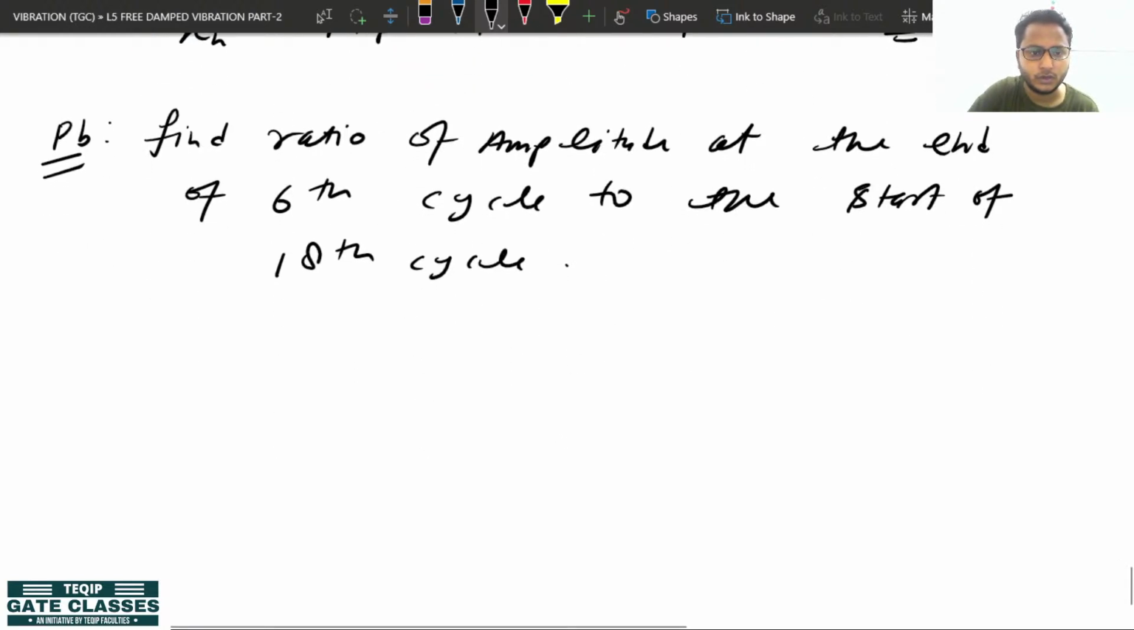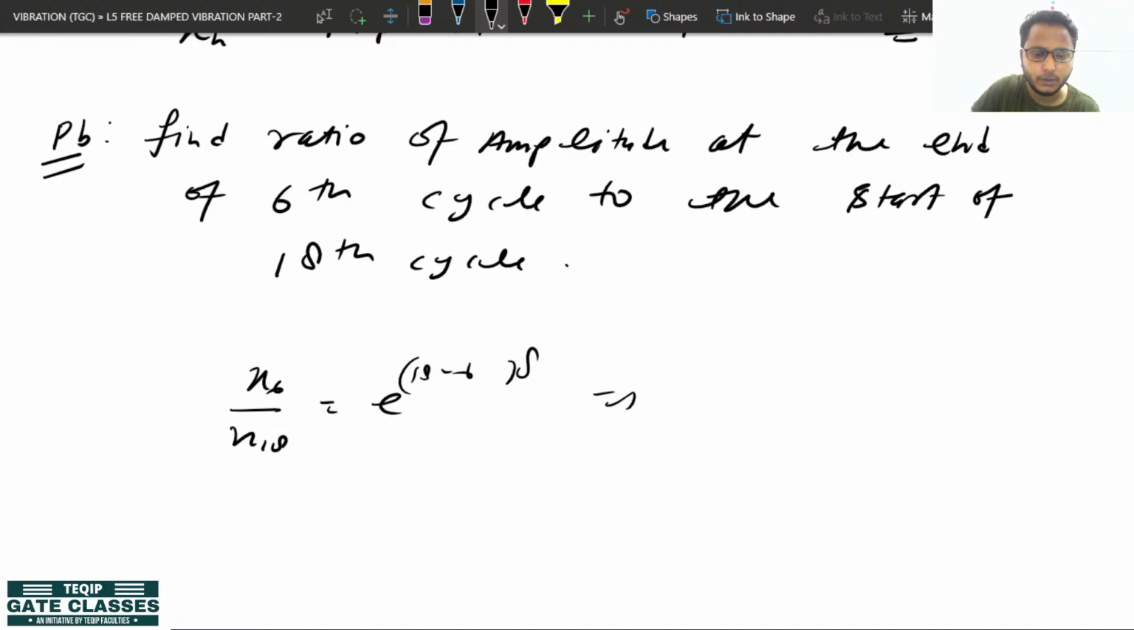How will you find it? You have the formula for starts. So how will you find the end of the sixth cycle? So many students are getting confused and they will find that x6 upon x18 will be exponential to the power 18 minus 6 multiplied by delta, and it will become e raised to the power 12 delta, right? But this is completely wrong.